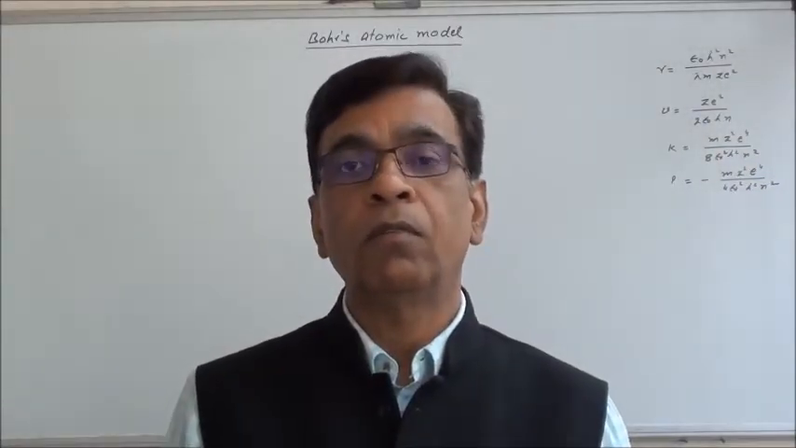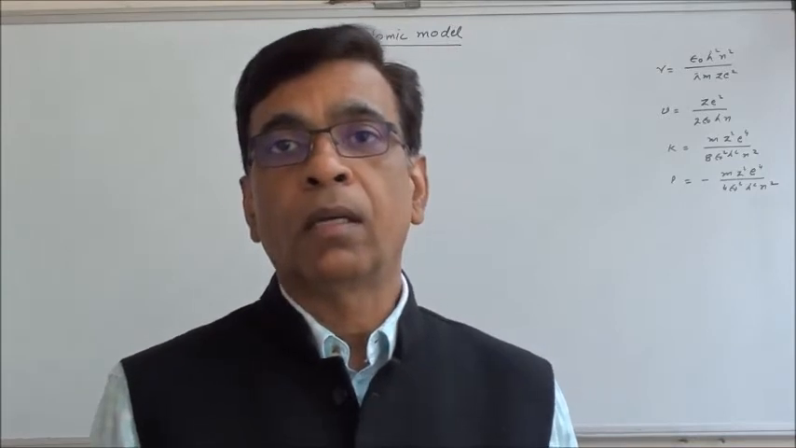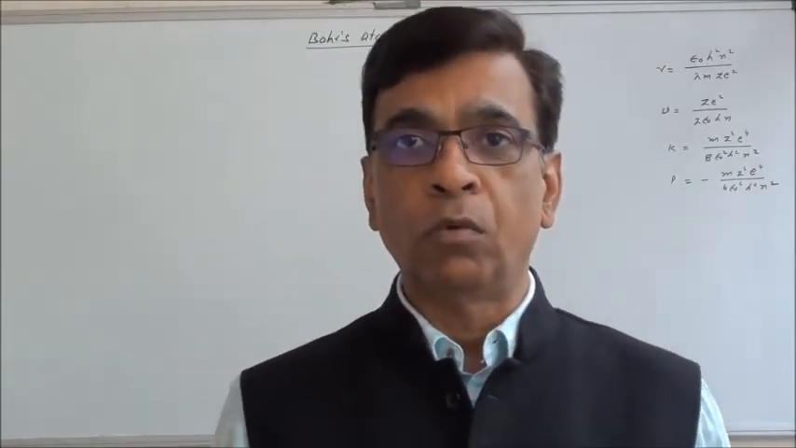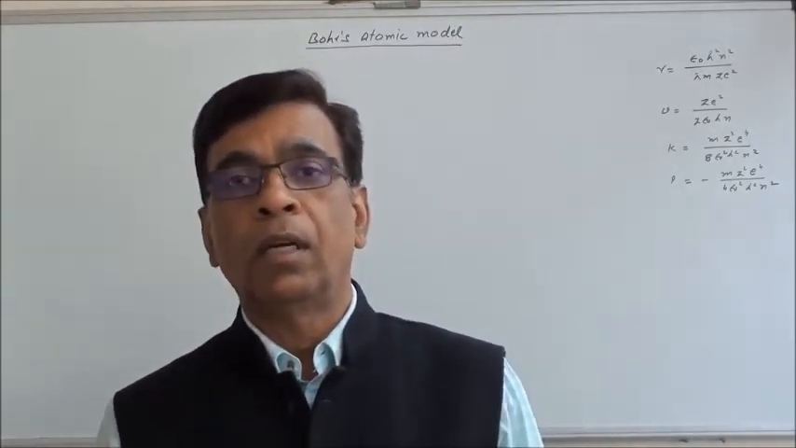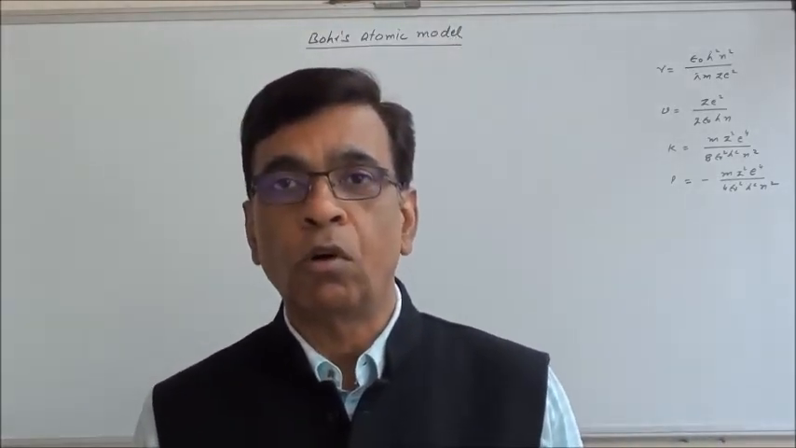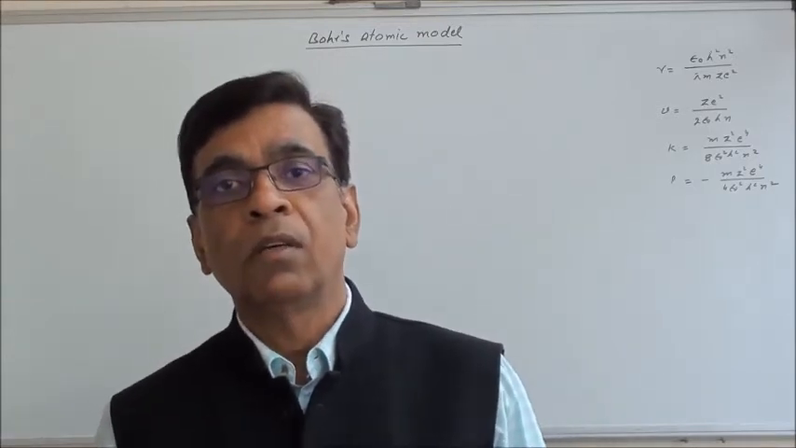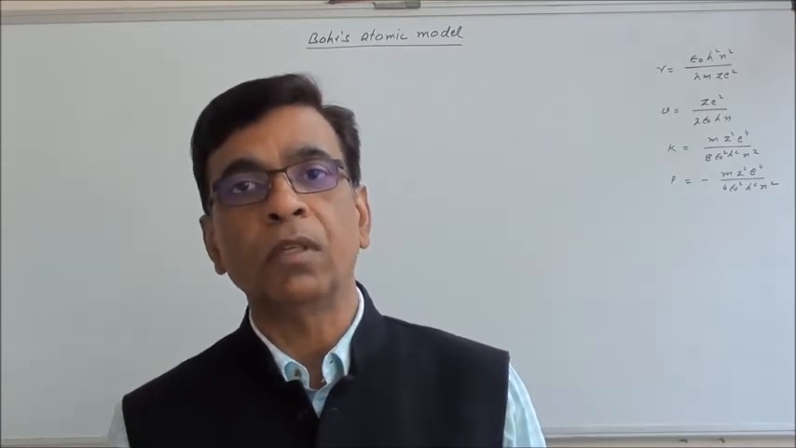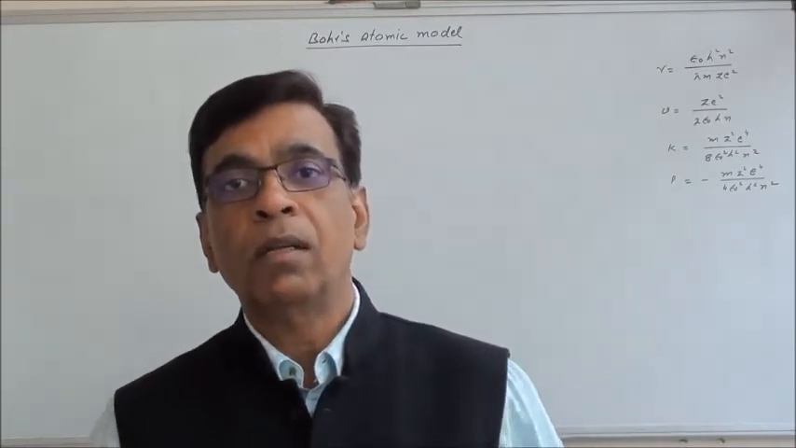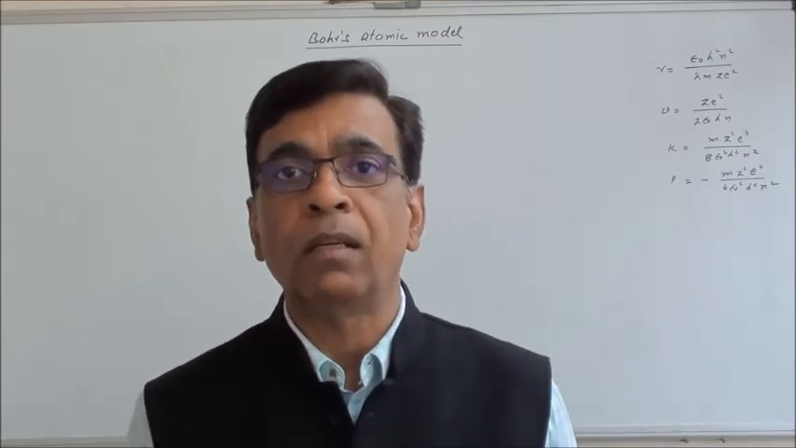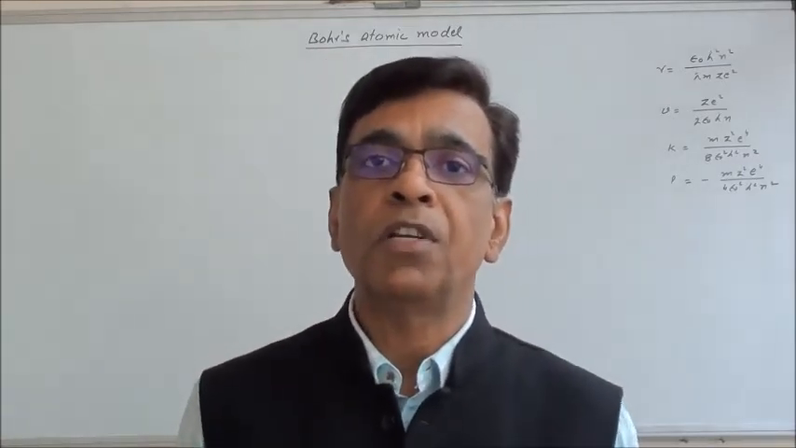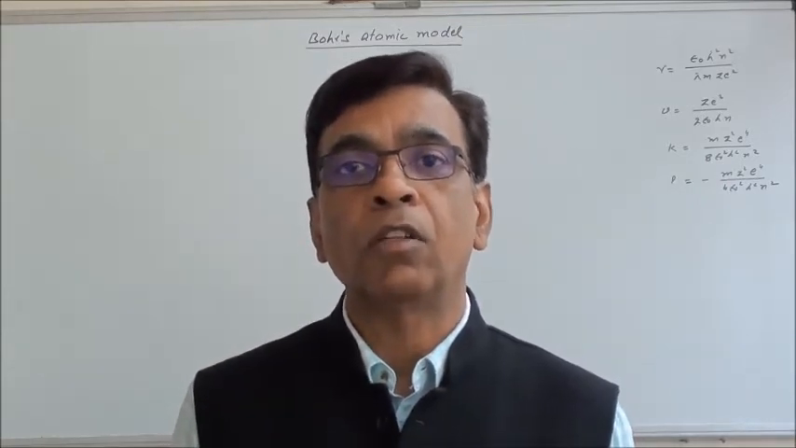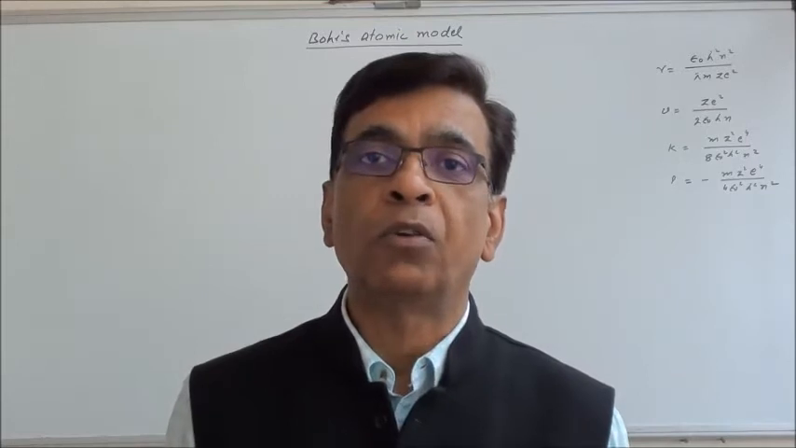In the Rutherford model, we have seen that this model gave the concept of the nucleus: the entire positive charge and almost all the mass of the atom is concentrated at the center. He also estimated the size of the nucleus. But though it could explain the observations of the Geiger and Marsden experiment, it failed to explain the hydrogen spectrum.